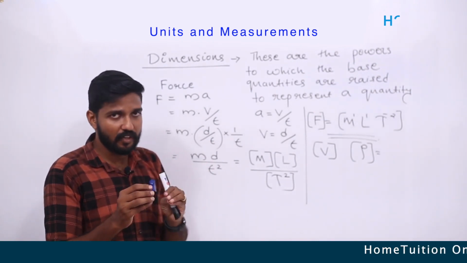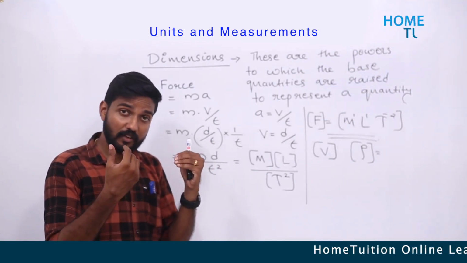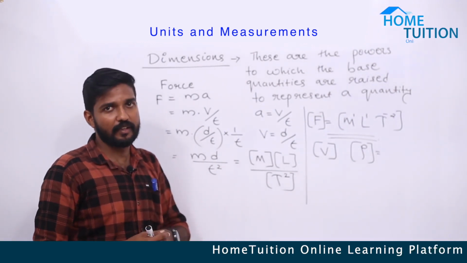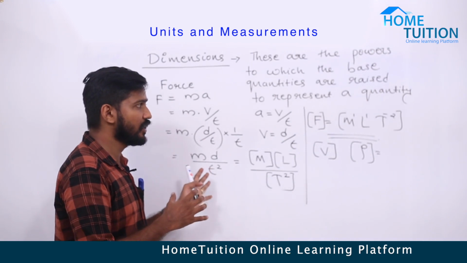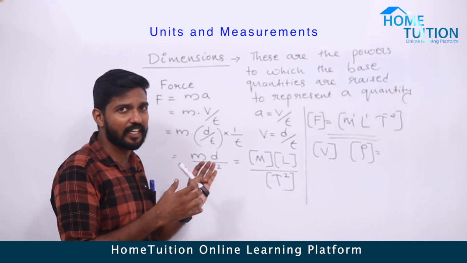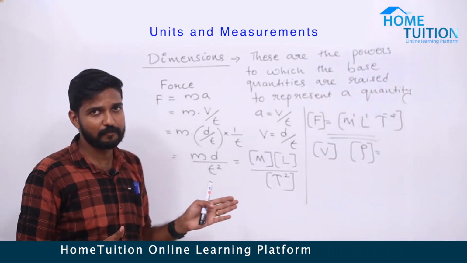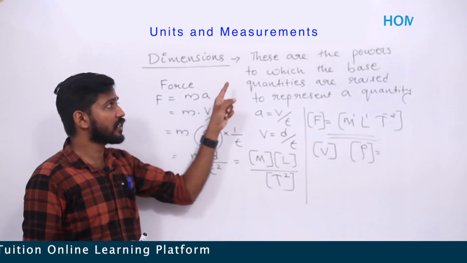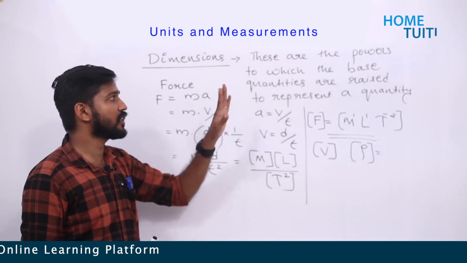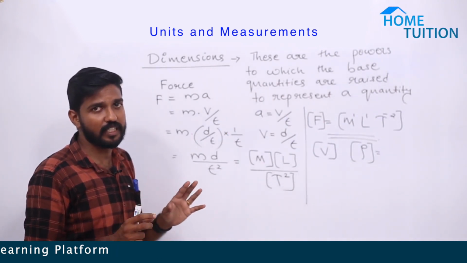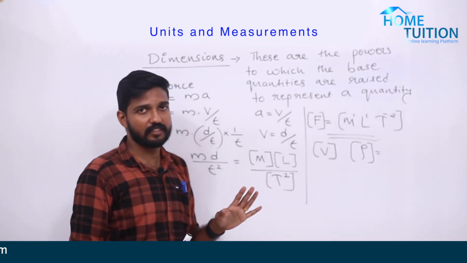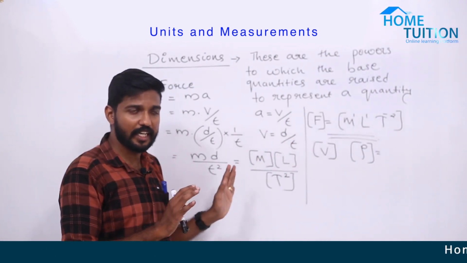Almost every quantity has dimensions, though there are many quantities which are dimensionless, and most of the quantities have dimensions. We will learn the dimensions of some physical quantities later. Next, what do you mean by dimension? These are the powers to which the base quantities are raised to represent a quantity. It is called a dimension. So when you write a dimensional formula, put a square bracket. Clear? Okay, that's all about dimension.